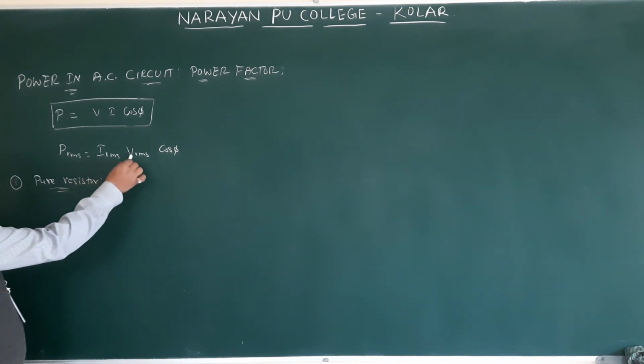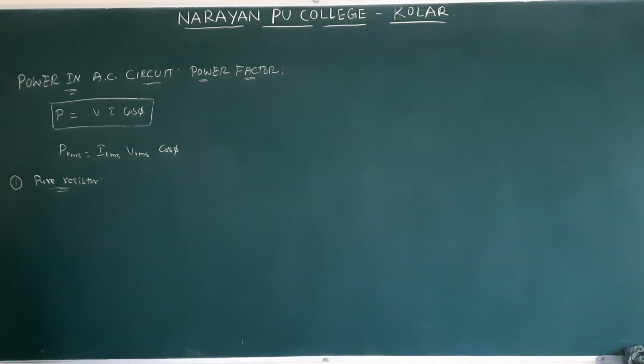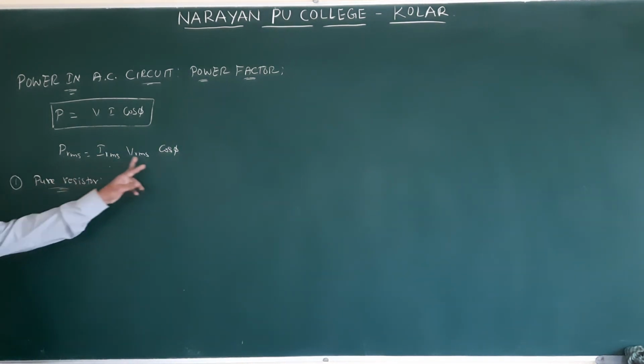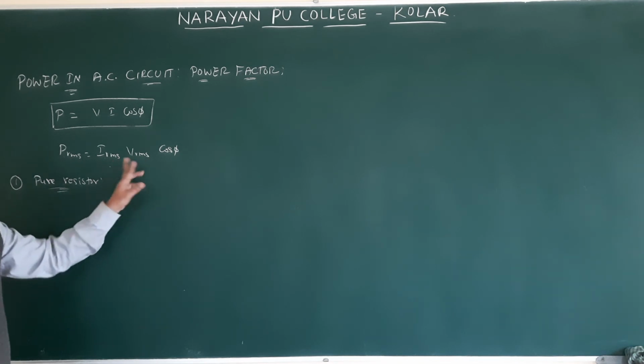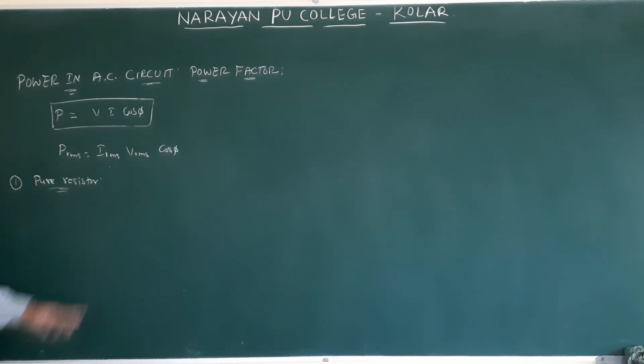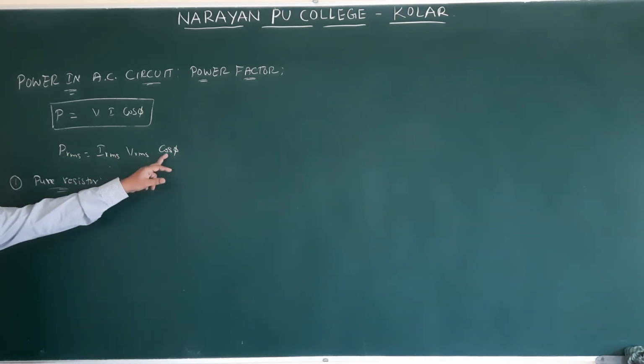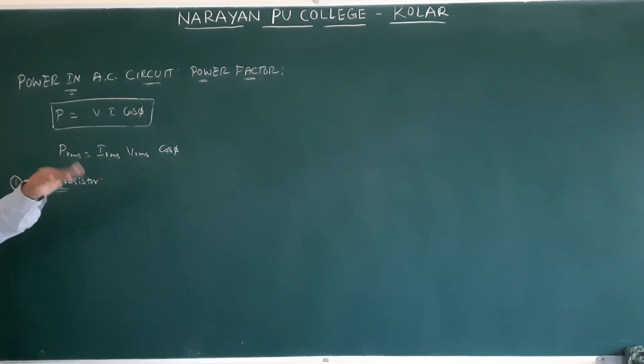Here I_RMS and V_RMS values you can know: I naught by root 2, V naught by root 2. I am not writing them once again. This is the RMS value of the power, or average power, as they will write. In this you have to remember cos phi. What is cos phi? Already we got the power factor: it is the ratio between resistance and impedance.